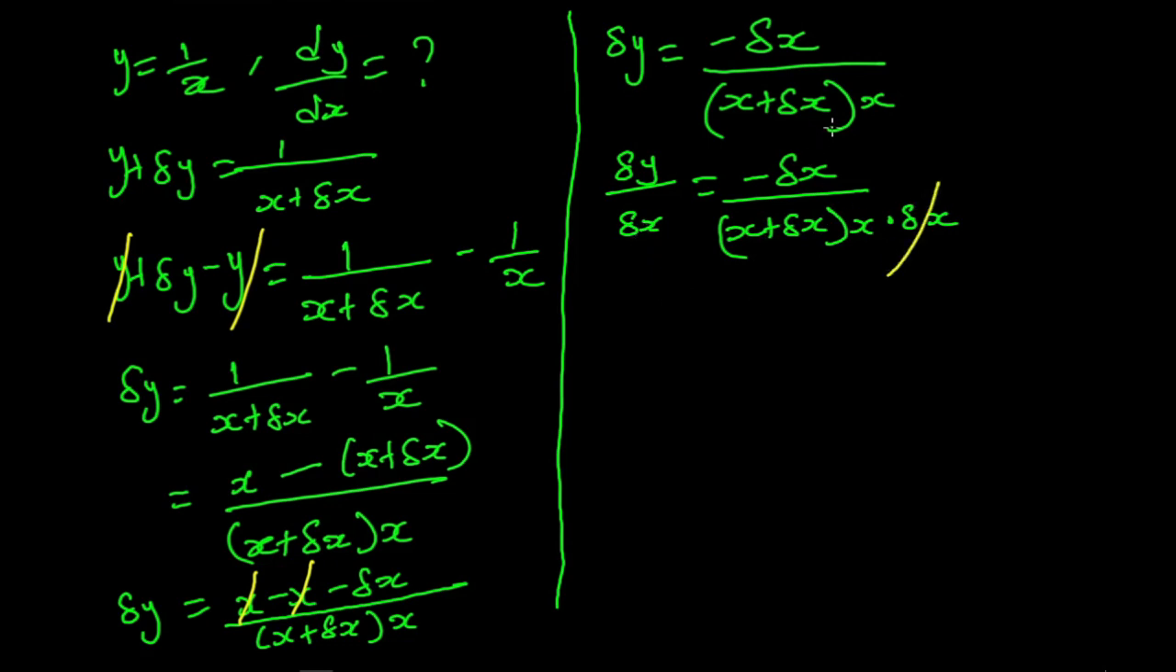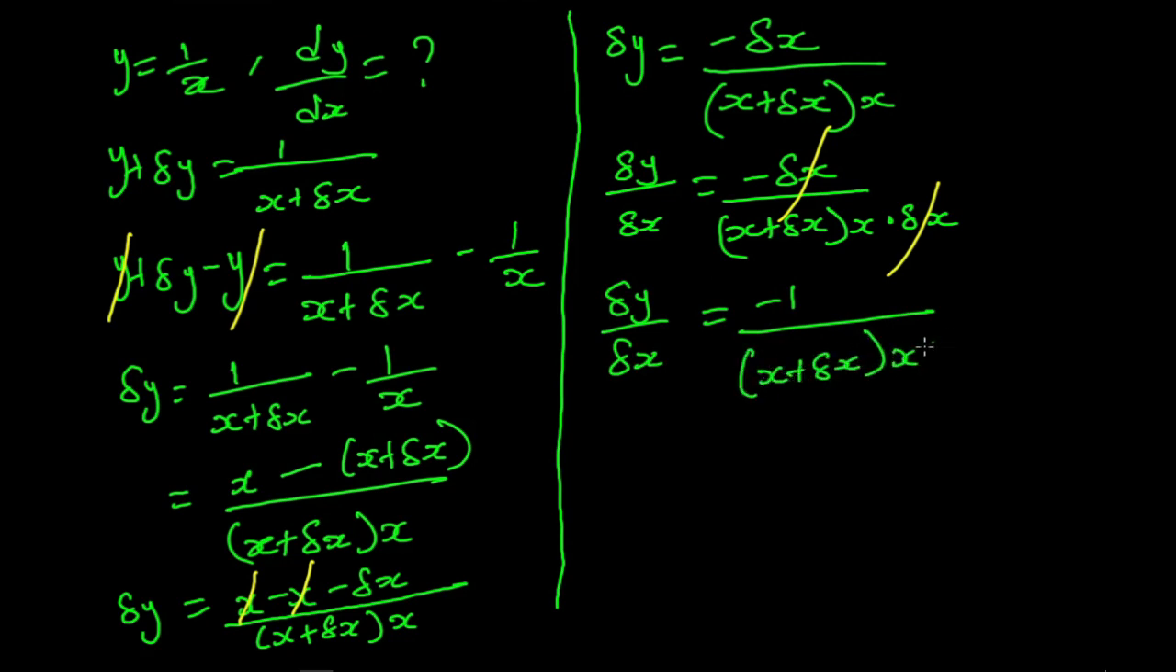So this is going to cancel this, and that means we'll be left with negative 1 up here. So that means delta y over delta x is equal to minus 1 all over x plus delta x multiplied by x. Now we call that, as delta x approaches 0, delta y over delta x approaches dy over dx.